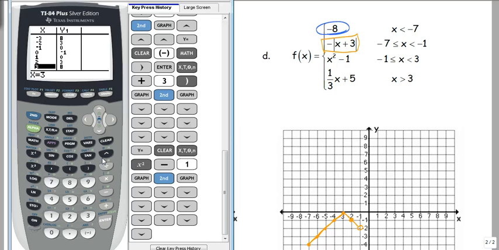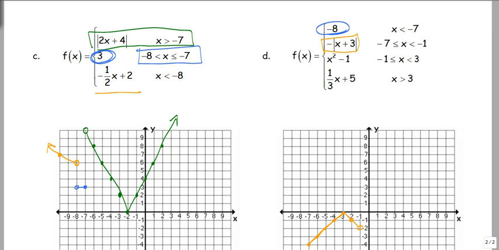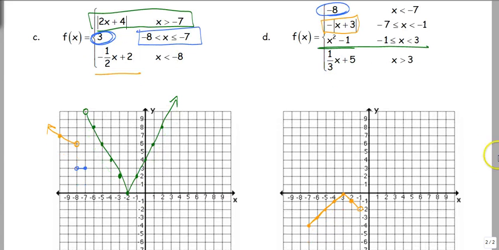So negative 1, 0; 0, negative 1; 1, 0; 2, 3; and 3, 8. That's what I need to plot. So this is telling you what to plot. I'm going to go down over here. I'm going to use green for this one. So at negative 1 it was 0, and it was a closed hole because it's equal to negative 1 there. At negative 1 it was 0.